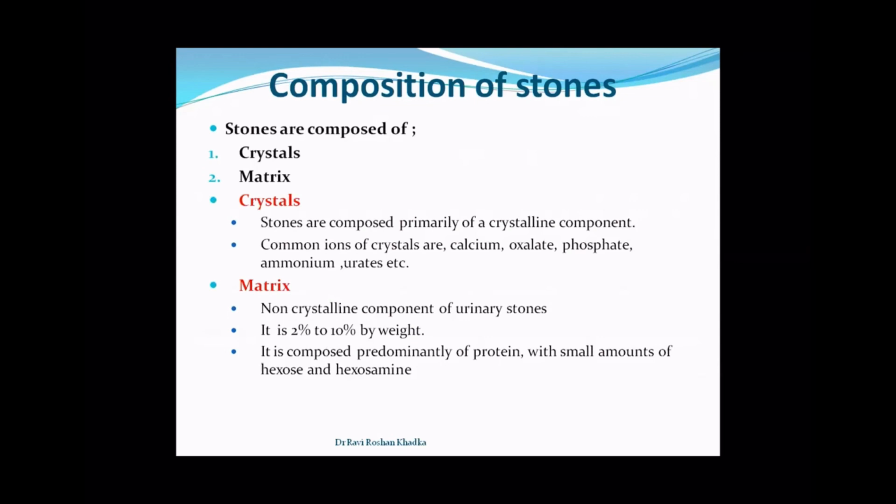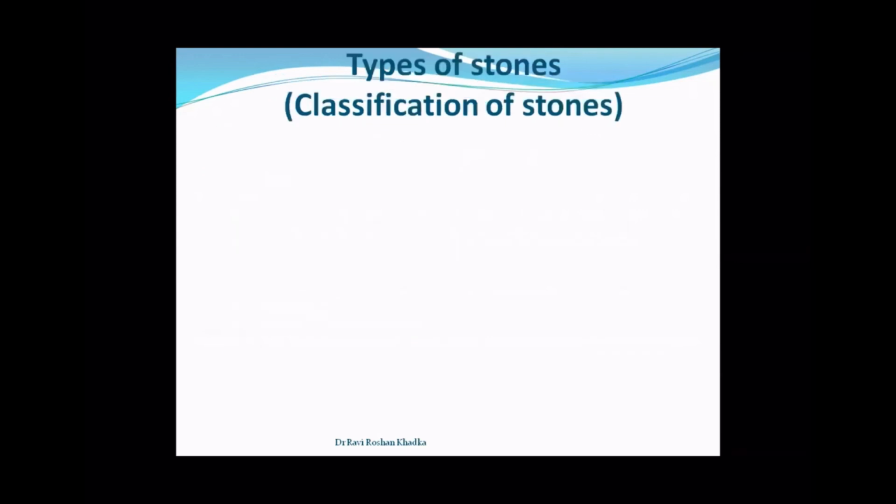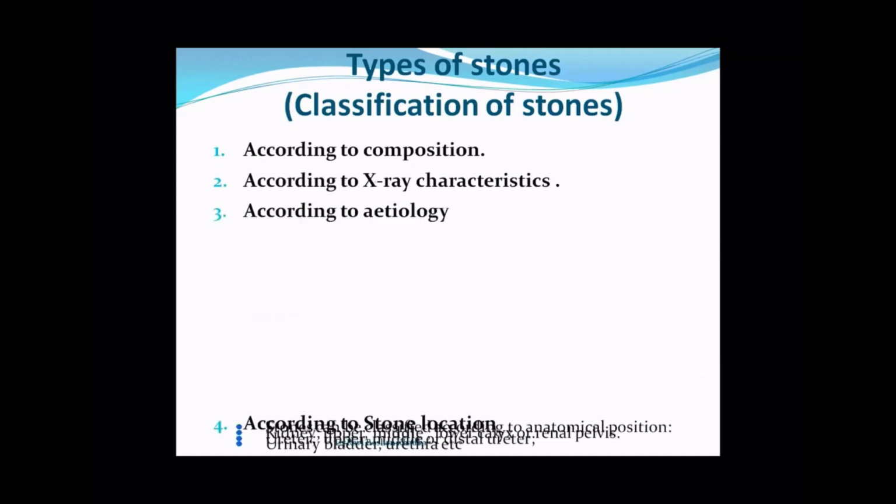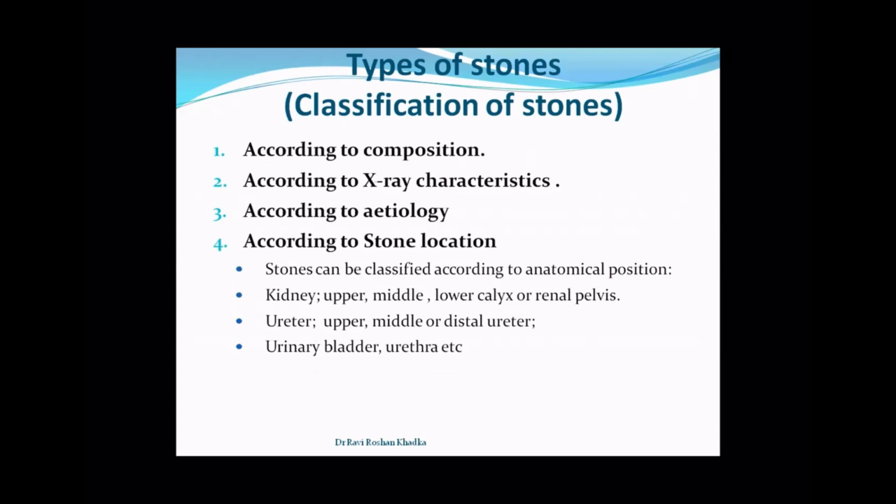Let us study the types of stone. This is important. Types are always important from the management point of view, which is why classifications are always important. Remember these things. We can classify stone in various ways: according to composition, that means the type of crystals, according to plain X-ray characteristics, according to etiology, and according to stone location. These are the common ways to classify.